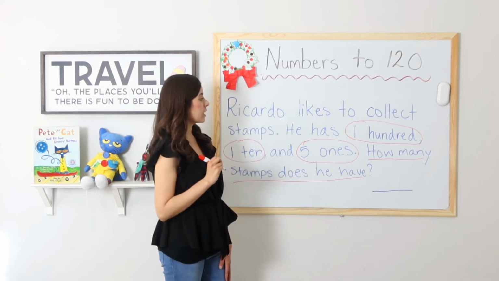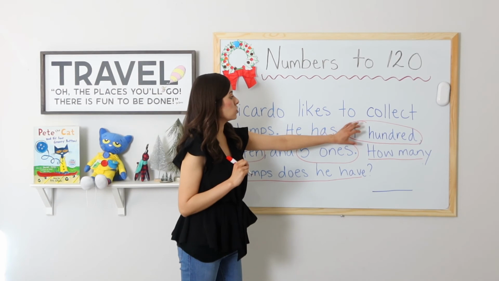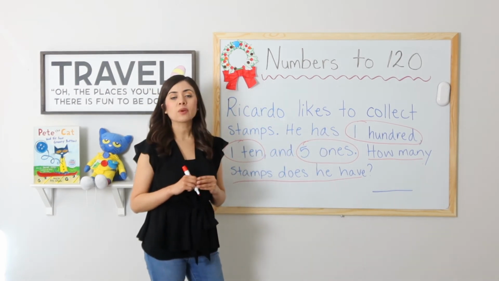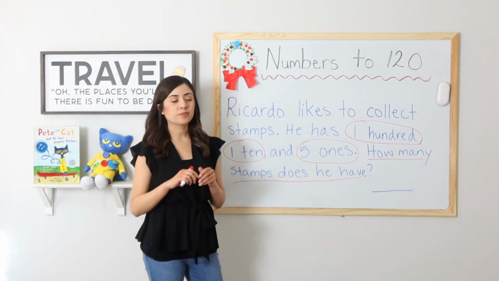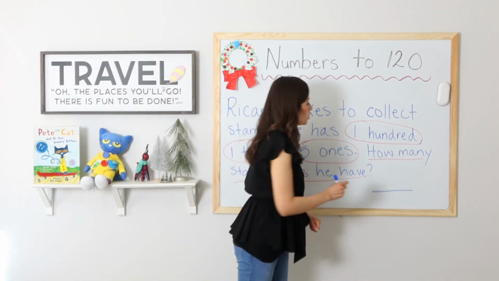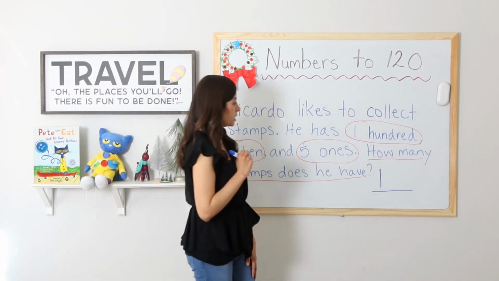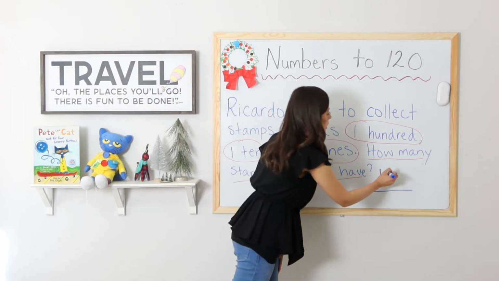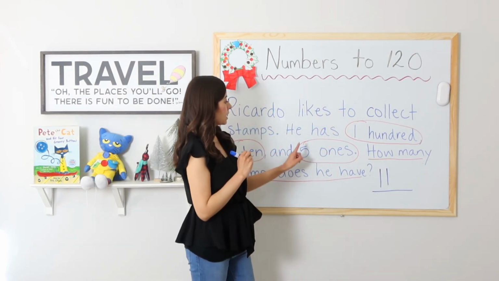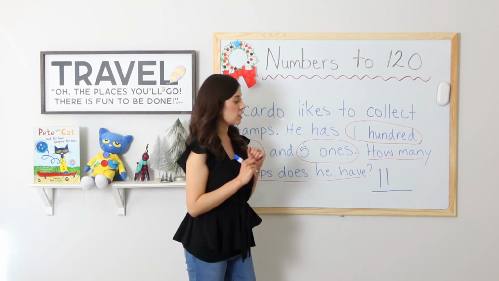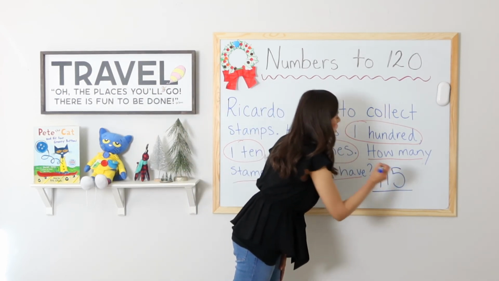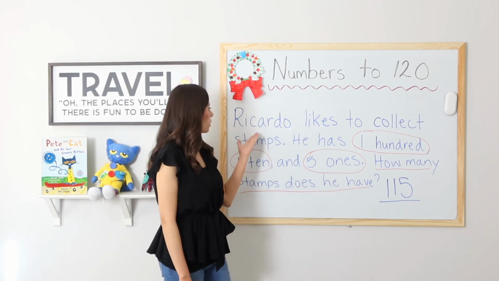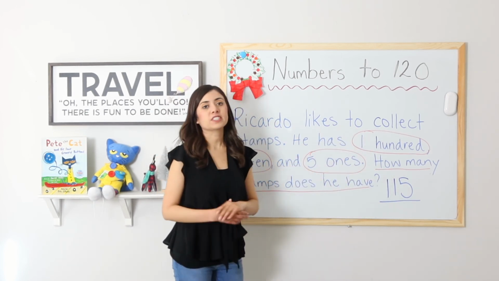So let's go ahead and label our hundreds, our tens, and our ones to figure out how many he has in all. So we have 100, so 1 in the hundreds place, 110, so 1 in the tens place, and 5 ones, so 5 in the ones place. What number does that make? 115. Ricardo has 115 stamps.